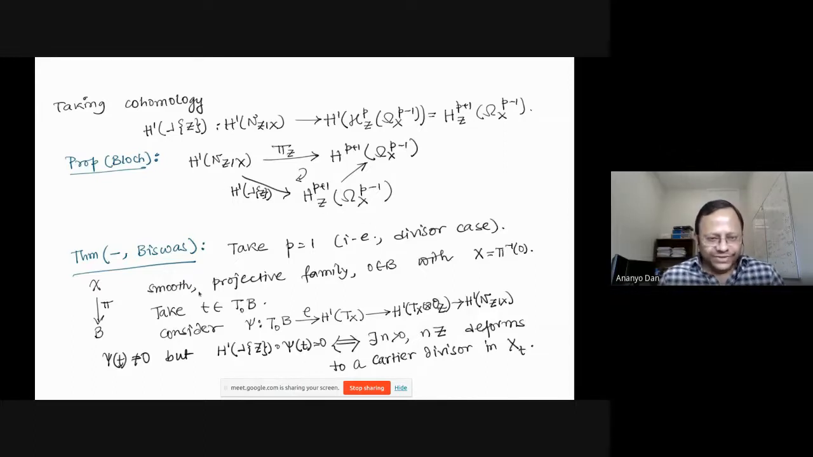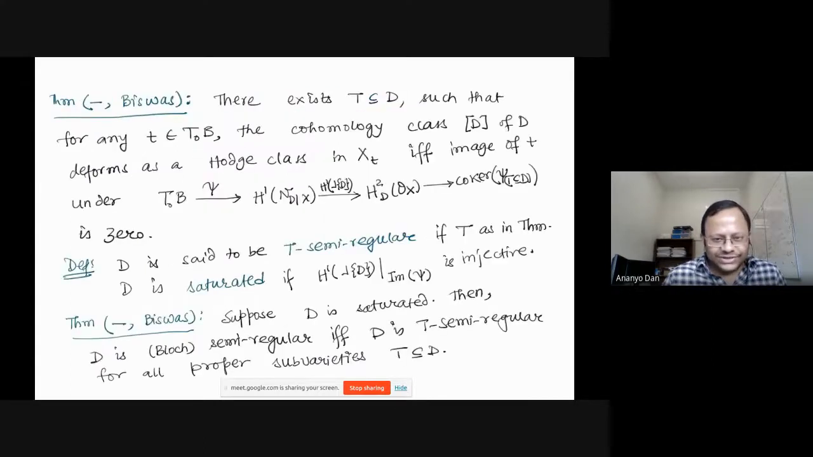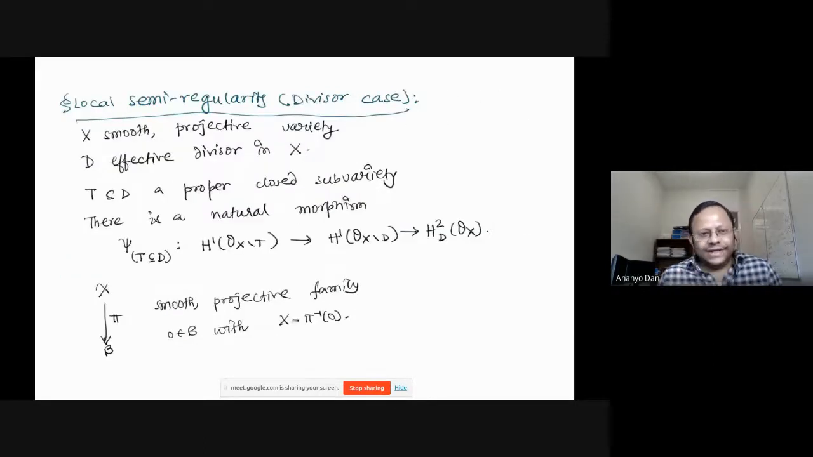So this was something very interesting that is given by this theorem that I just said, and I'm already out of time, so I will just quickly say that instead of the semi-regularity, we try to replace it by this map. For example, in the surface case, T is a proper subvariety of the effective divisor. In particular, if D was a curve, T will be points.